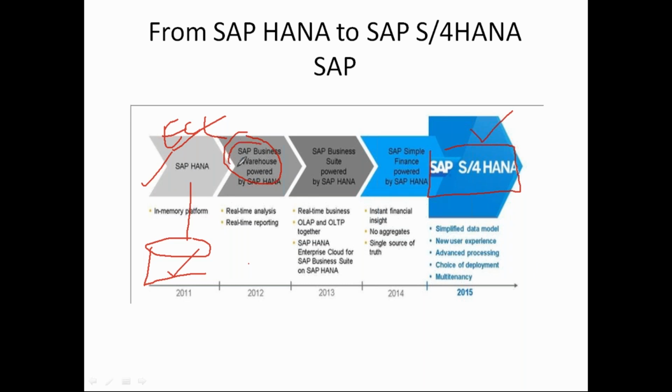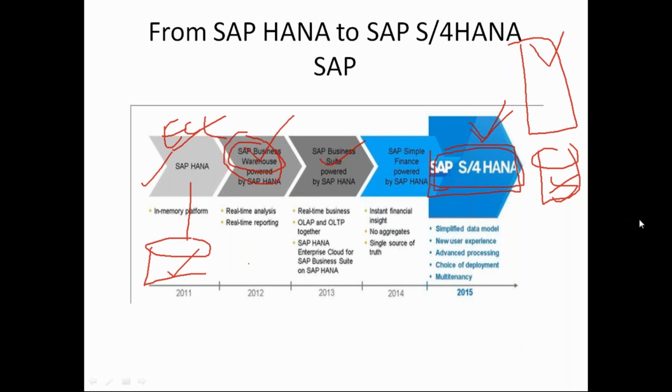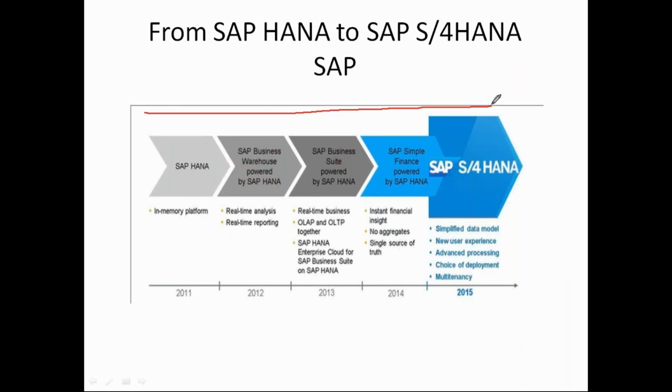Then the BW product was redesigned, because that's what I keep on telling. If you don't redesign your mobile, even though your SIM card network is 5G, there is no use. So what they did initially, BW was redesigned in such a way as to get the maximum benefits from HANA. Then Business Suite, with limited modules, powered by HANA. Now S4 HANA is a complete ERP with all the modules. This is the current state, because SAP keeps on developing and improving, doing a lot of R&D. So this is the story.